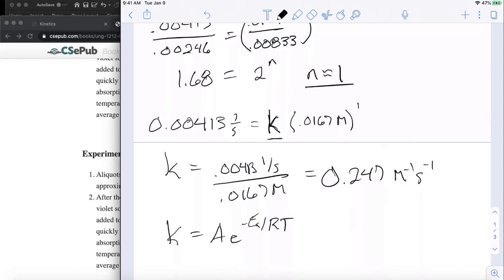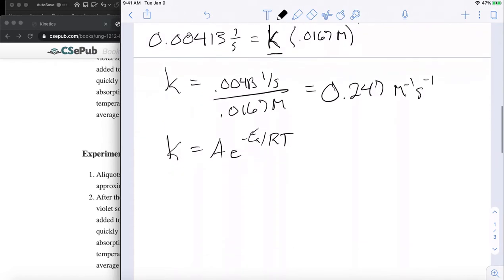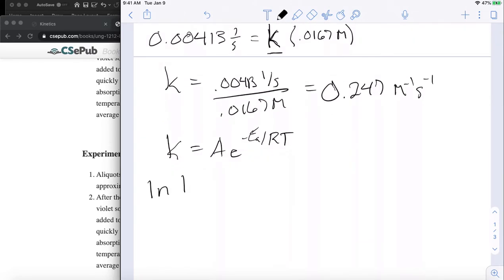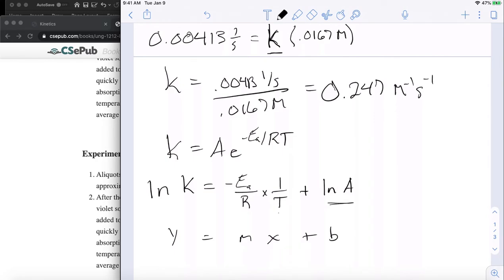Now, if we want to make temperature more accessible so it's not in the exponent, we can take the natural log of both sides of this equation. That gives us the natural log of our rate constant equal to negative Ea over R times 1 over the temperature, plus the natural log of A. Now I have an equation of the form y equals mx plus b. Natural log of A is effectively my b, 1 over T is my x value, negative Ea over R is my slope, and the natural log of k is my y value.